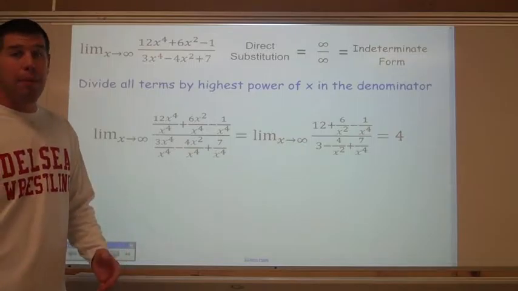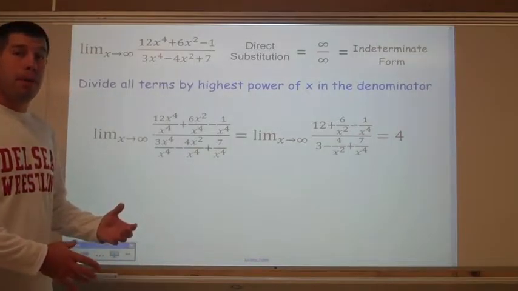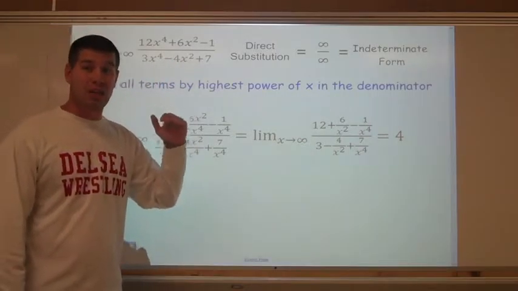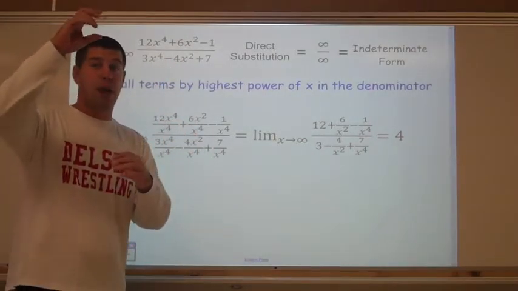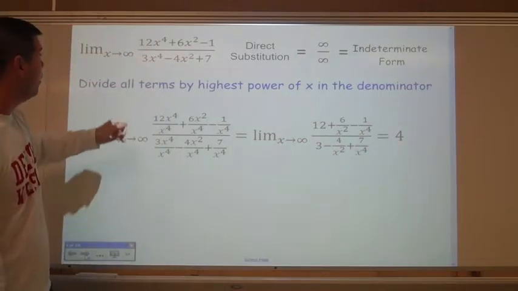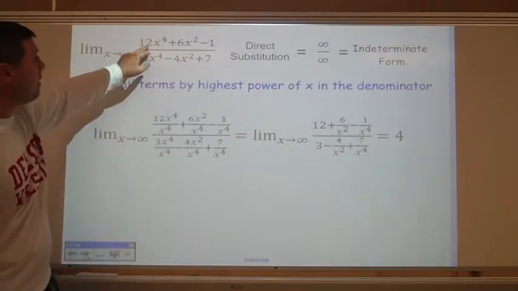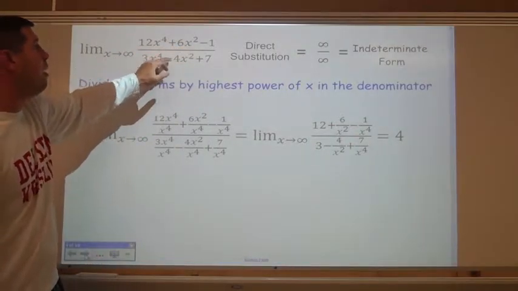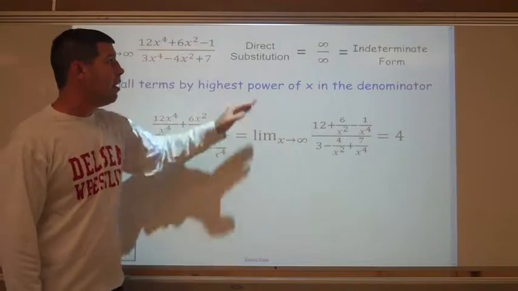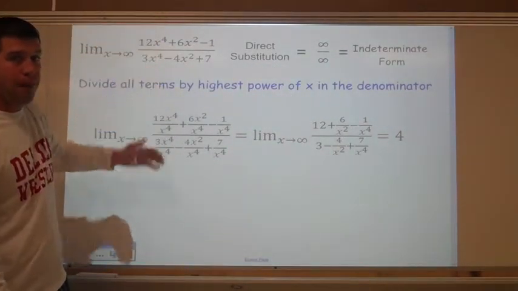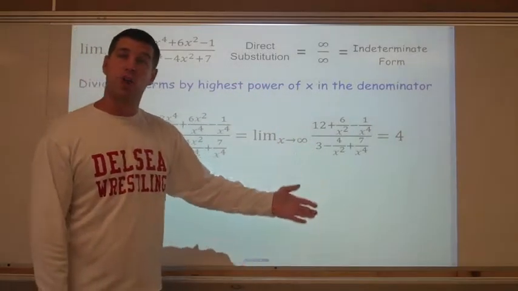All right, another problem. Just like in the last problem, the degree of the numerator is going to be the same exact degree as the denominator. For the last one, they were squared on the top and bottom. This one, we both have a power of 4 on the top and bottom. So you get the limit as x goes to infinity of 12x to the 4th plus 6x squared minus 1 over 3x to the 4th minus 4x squared plus 7. Plug in infinity, you get infinity over infinity. They both go up infinitely. So you have another indeterminate form.